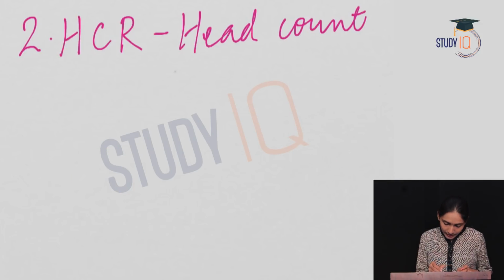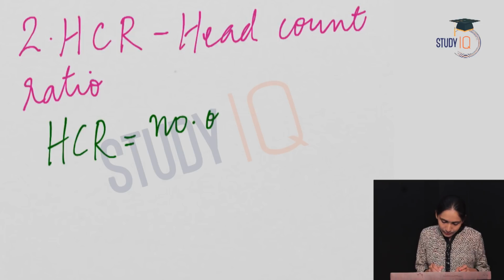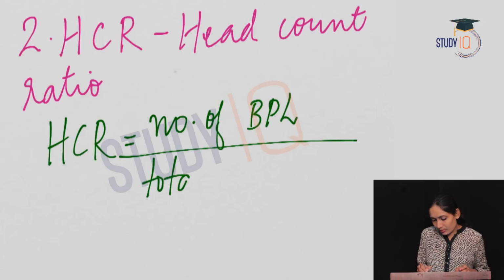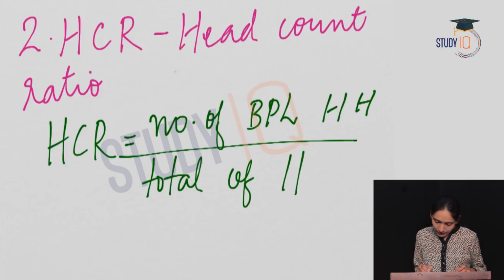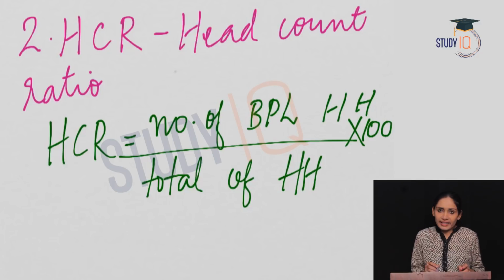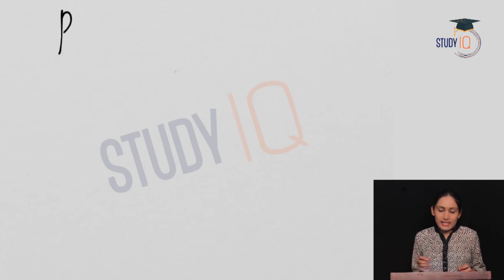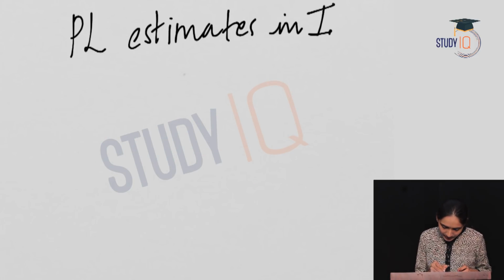Next measurement of poverty is the head count ratio. HCR equals the number of BPL households divided by the total number of households, into 100. Head count ratio would not give the depth of poverty. Now let us see the poverty line estimates in India.